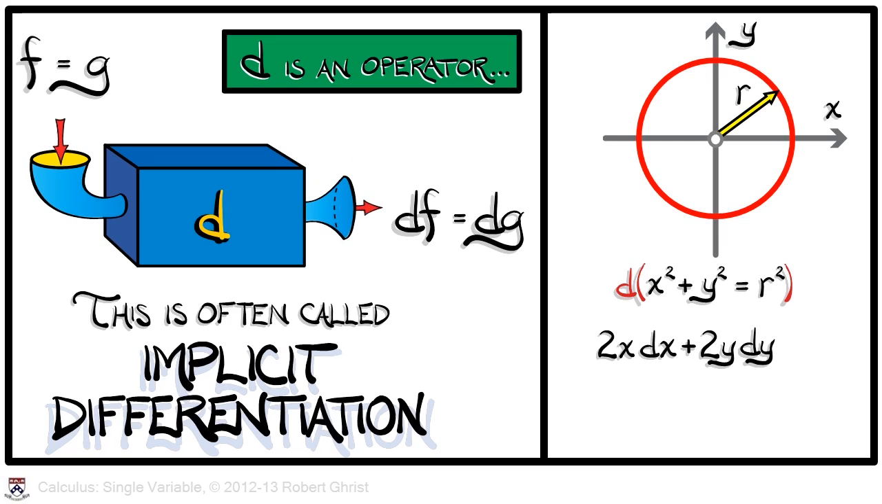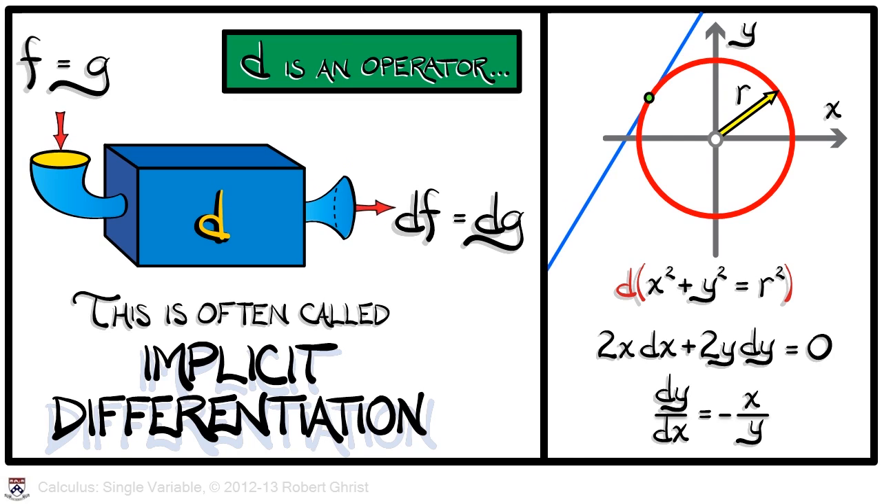Well, if r is a constant, then dr would be equal to 0, or if you like, differentiating a constant gives you 0. This equation, then, involving the differentials dx and dy, allows us to solve for the slope of the tangent line, dy/dx. Using a little bit of algebra, we get that it is negative x over y, a result that you can clearly see.